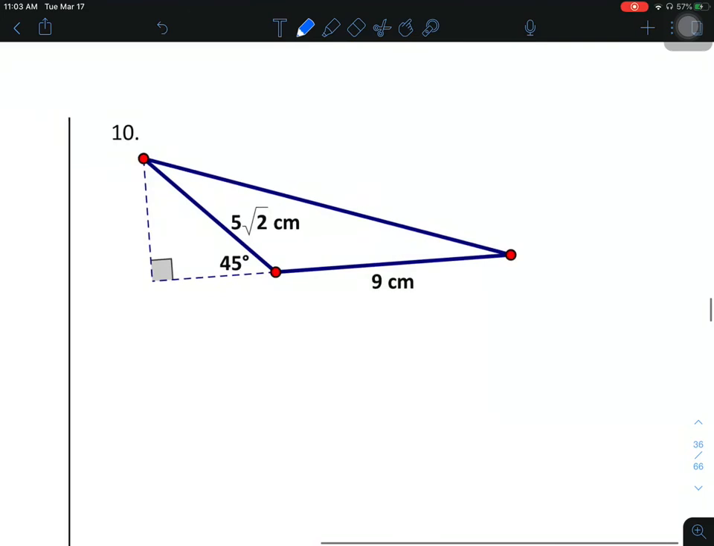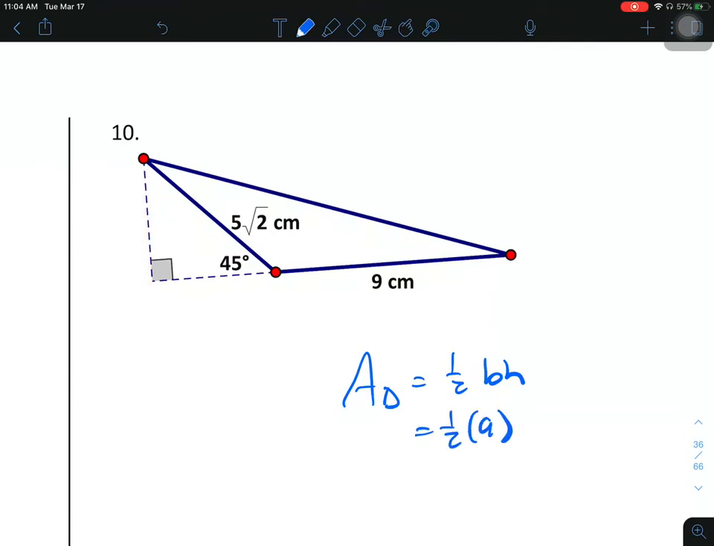Number 10. Wow, these special right triangles just refuse to go away. To find the area of a triangle, it's 1/2 the base times the height. So we're going to use this base of 9 and this perpendicular height right here. And the perpendicular height that I pointed to, we don't know what it is. But we do have this 45, 45, 90. And the hypotenuse is 5 square roots of 2. It's going to make the leg 5 because the hypotenuse is the leg times the square root of 2.